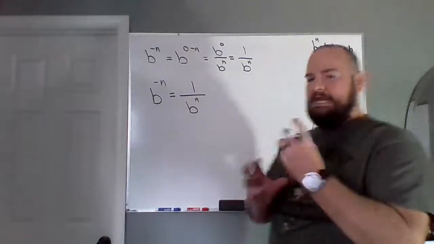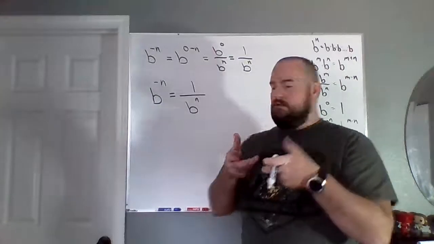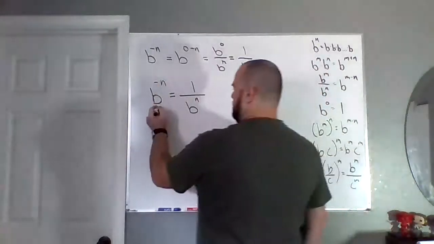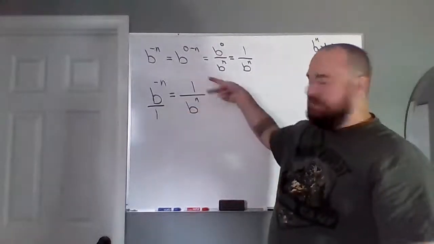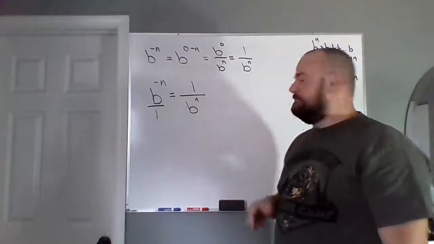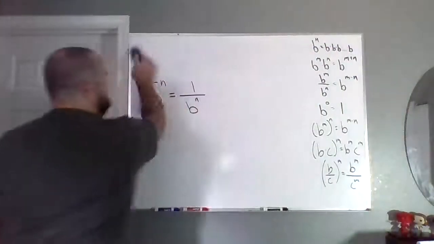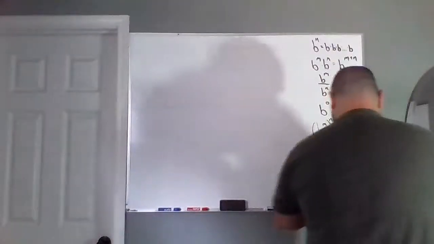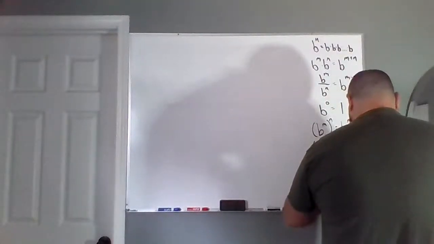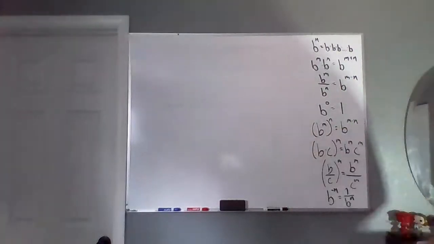So anytime we apply a negative exponent, whatever it's applying to flips, okay? If you want to think of that a little more clearly, we can almost think of this as b to the negative n over 1. So that flipped, and my exponent then became positive, okay? I've got very little bit of room here, so I'm going to add that in. B to the negative n, 1 over b to the n.